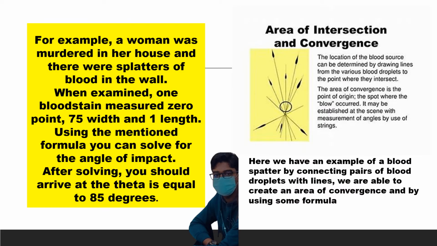For example, a woman was murdered in her house, and there were splatters of blood on the wall. When examined, one blood stain measures 0.75 in width and 1 in length. Using the mentioned formula, you can solve for the angle of impact. After solving, you should arrive at theta equal to 85 degrees.